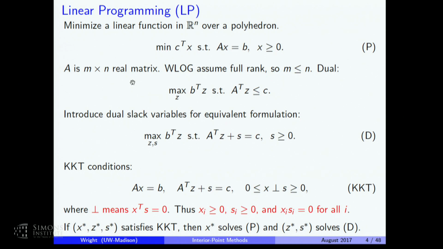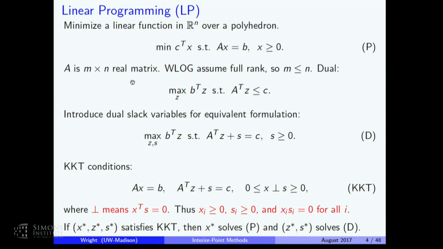Okay. And then you can write down KKT conditions, Karush-Kuhn-Tucker conditions, which are optimality conditions simultaneously for the primal and dual. So these involve both primal and dual variables. They consist of the feasibility conditions for the primal and dual problem, with one extra condition added, this crucial condition of complementarity that says that the x and s vectors have to be complementary to each other. So that means that their inner product has to be 0. That's one way of saying it.